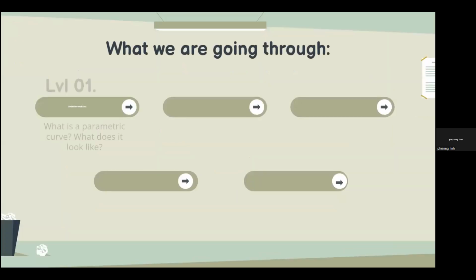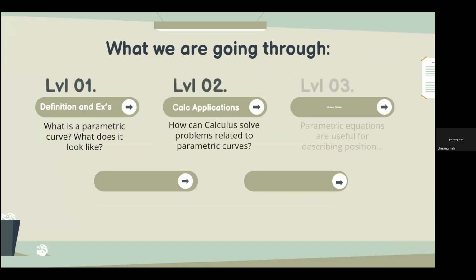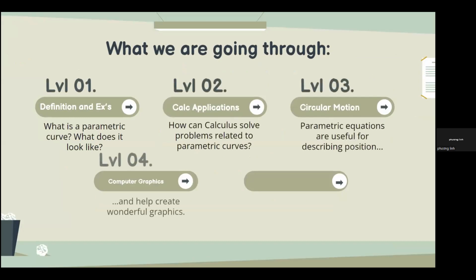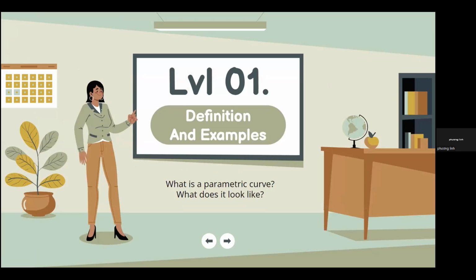In this presentation, we will go through 5 different levels of definition and examples, calculus applications, application in circular motion and computer graphics, as well as references. Now let Zuyang guide you through level 1.